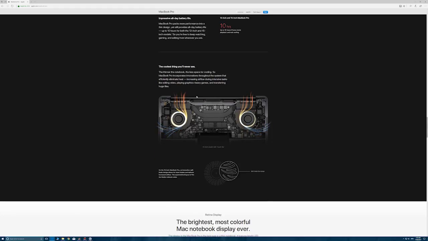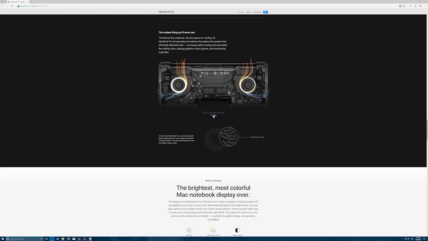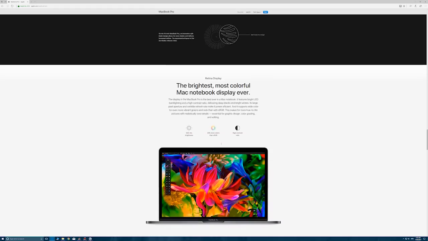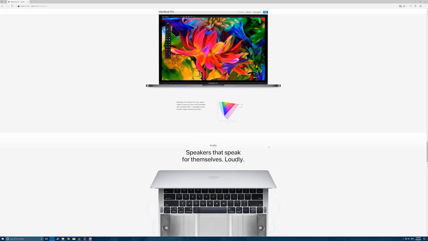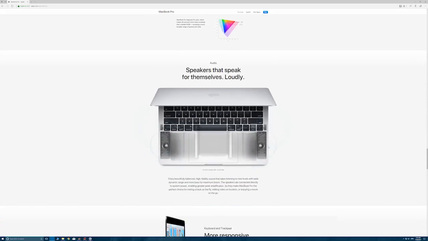And we know the 15-inch MacBook Pros, they get very hot, they throttle. So even if you get the top-of-the-line CPU, it's most likely going to throttle and perform at a lower clock speed anyway. So there's no point in even getting the top-of-the-line higher speed Kaby Lake CPU with these MacBook Pros.